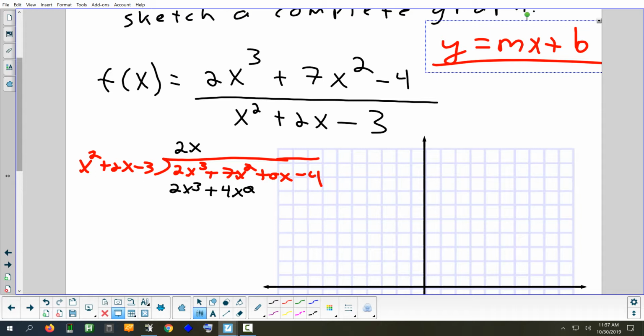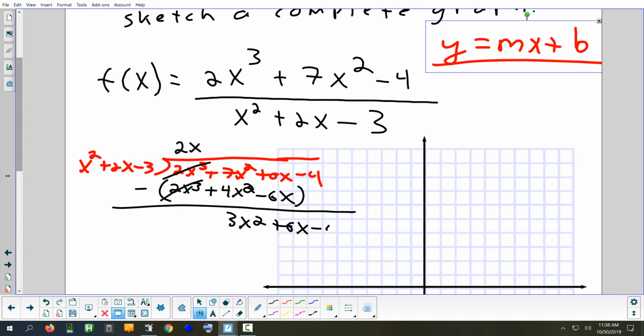What's 2 times negative 3? Negative 6. Negative 6x. And then subtract. That's gone. Zach, what's 7x squared minus 4x squared? 3x squared. 0 minus negative 6x is 6x. Bring down the negative 4 because it's your next term. It doesn't even matter. We just have to finish up.